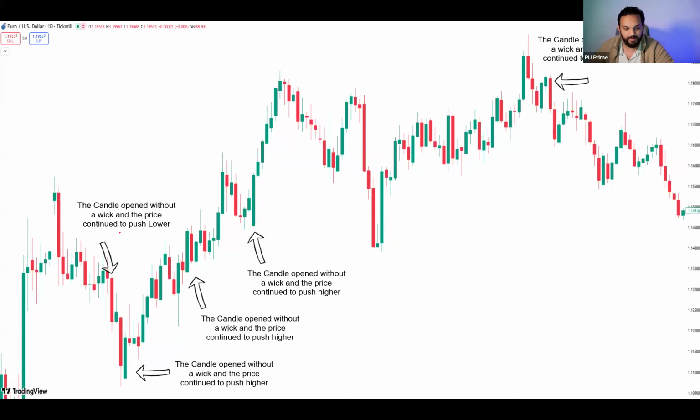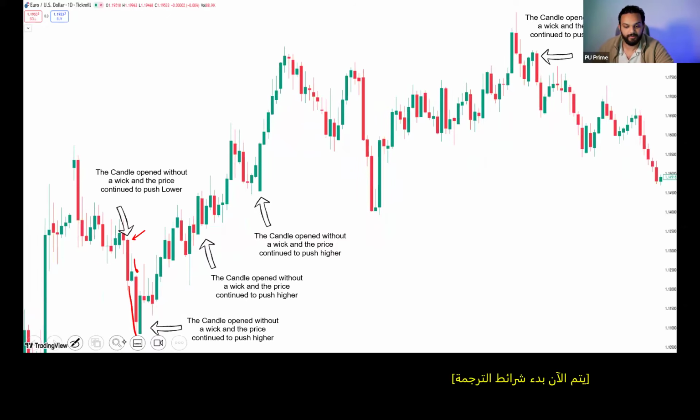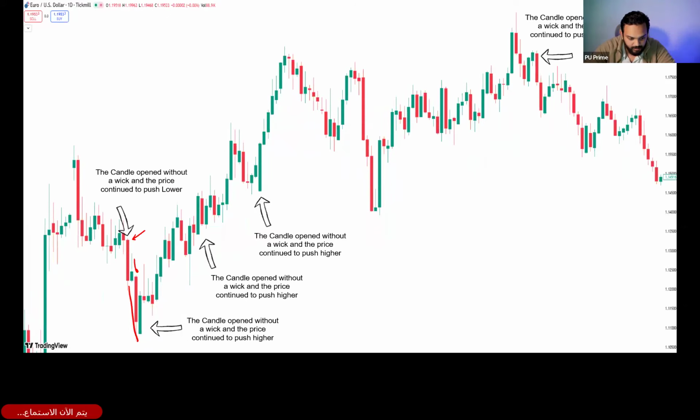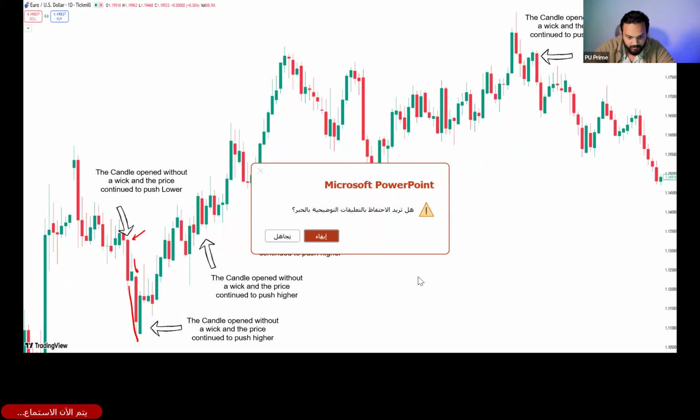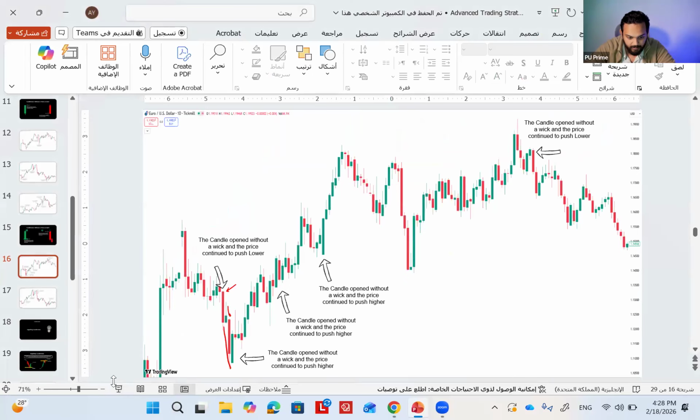So as you can see here, guys, this candle has opened without a wick, and then the price continued to push down, right? I'm sorry, what's this? Sorry, guys.